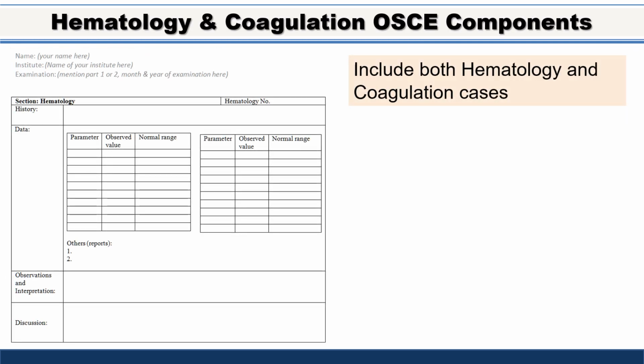Other categories are all very similar: hematology and coagulation. Don't include all hematology or all coagulation. See to it that there is some hematology selected, some coagulation study suggested, and the structure is very similar.